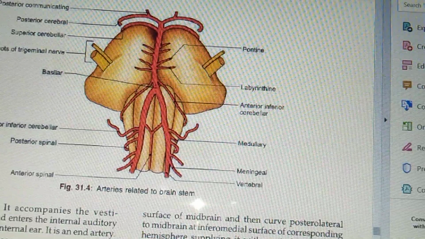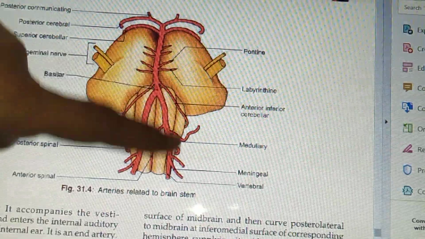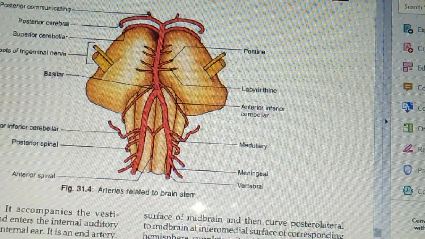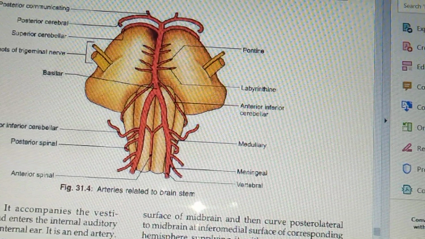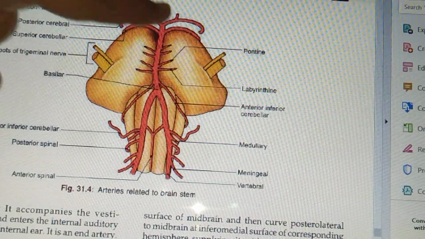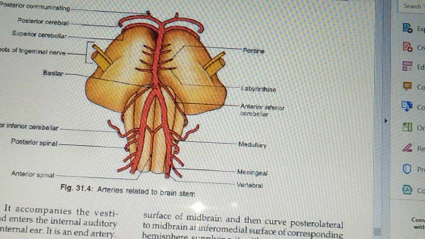Next we will take the basilar artery. As we have already seen, the two vertebral arteries at the lower border of the pons unite and form the basilar artery, right? Now this basilar artery is formed by the union of the two vertebral arteries at the lower border of the pons. It lies in the median groove of the pons. You already know this, right? We have talked about this in the pons also.